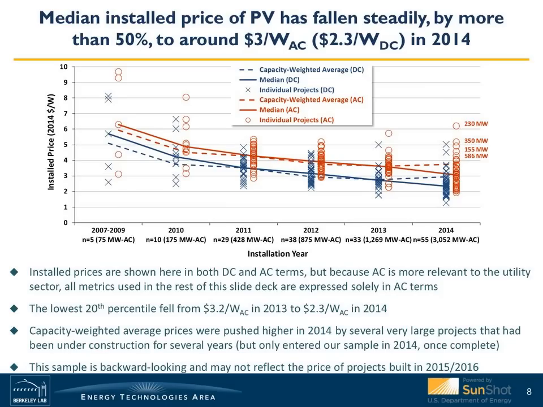When we look at the cheapest project, the cheapest 20th percentile, we see that prices there have fallen even more strongly from $3.2 per watt AC in 2013 to $2.3 per watt AC in 2014. Just to reiterate here again, this sample is backward looking, and this does not reflect any prices of projects that have been built in 2015 or 2016.